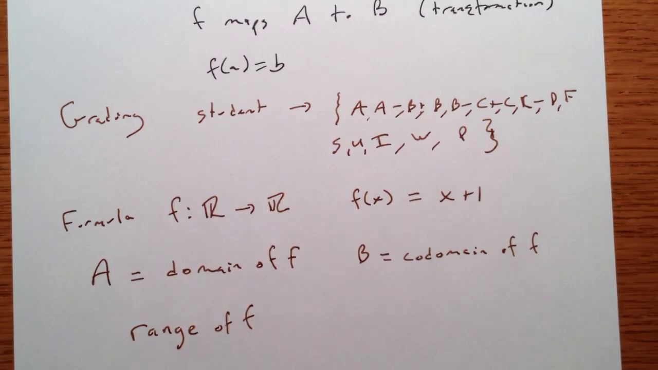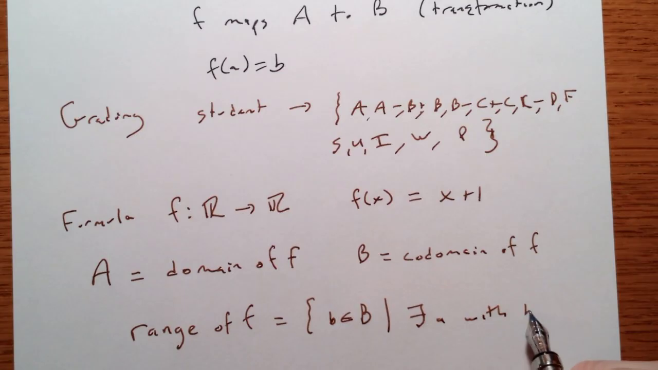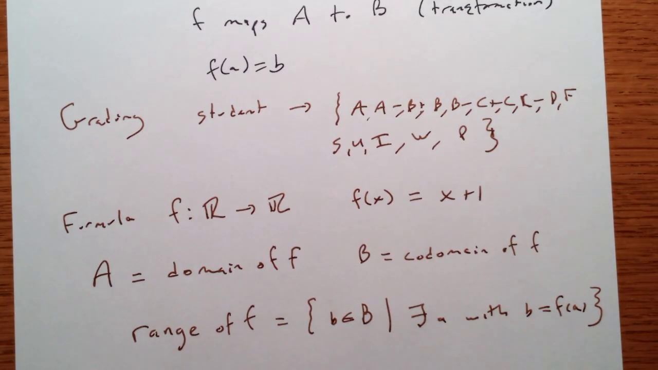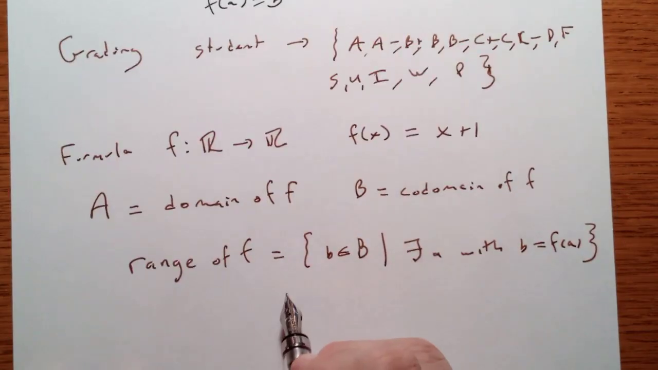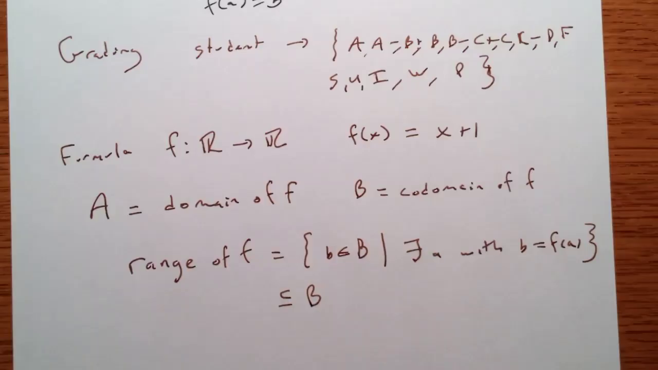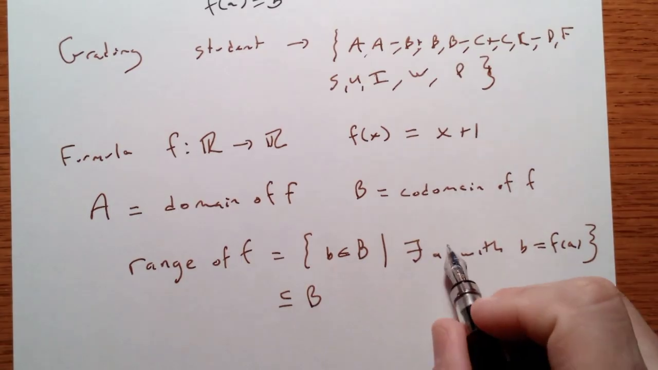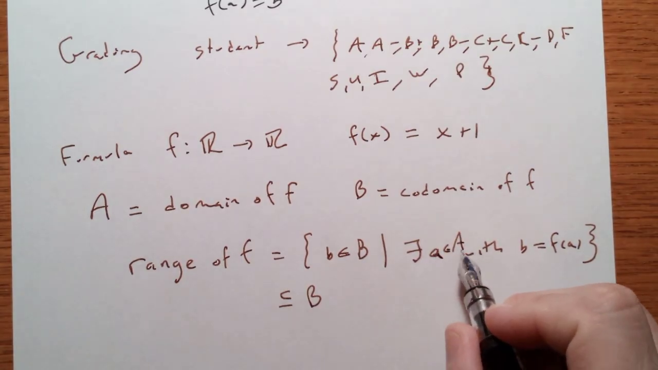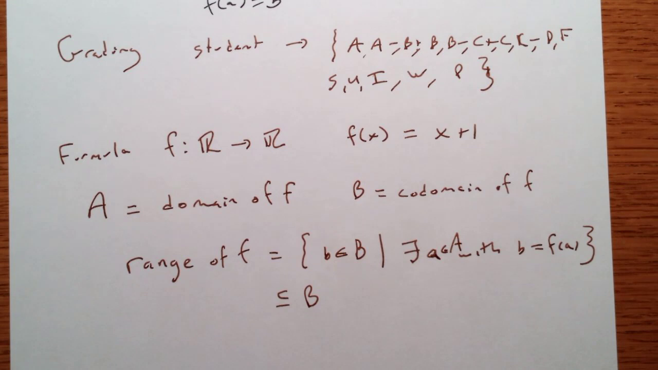I want to define that a little differently. The range of a function is the set of b's in my set B so that there is an A with B equals f of A. Why is that different? Well, first of all, this is a subset of B. It might be all of B, but it is a subset of it. There exists A in A. I should specify that that A has to be part of my domain.